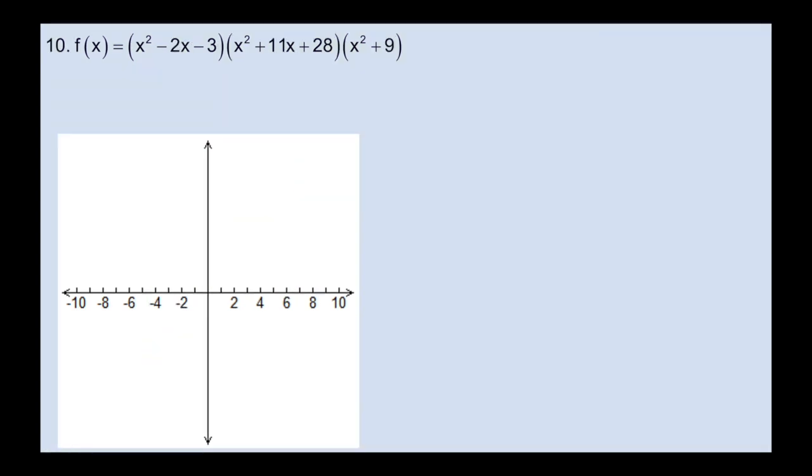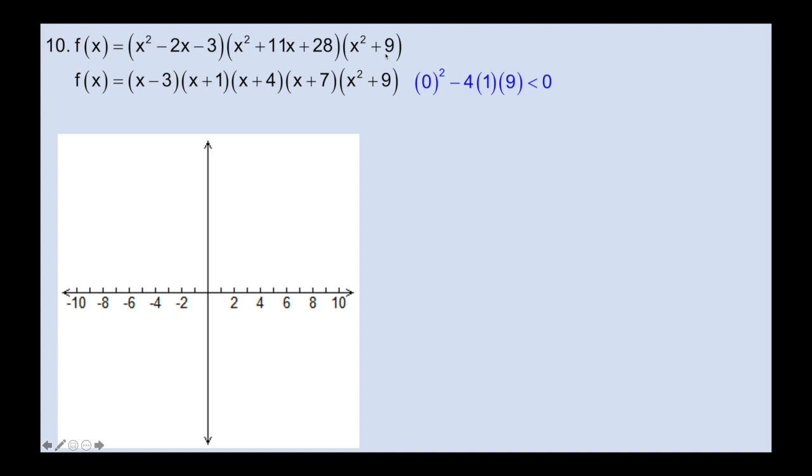For this one, do the same thing, attempt to factor. Once we factor, this is what we should have come up with. Once again, we have this part right here that we're going to test to see if it's complex, and it will be. When we do 0 squared minus, this will be 36, so it'll give a negative 36 here, so we're going to kind of ignore this part. Then we're going to come up with our zeros. Our zeros are at negative 7, negative 4, negative 1, and 3.